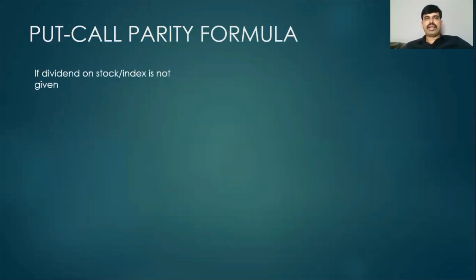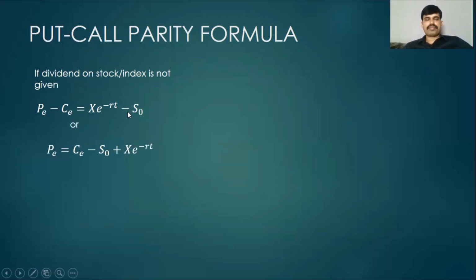So if the dividend on the stock or index is not given, the put-call parity relationship can be given by the formula wherein the difference between the value of the put and the call option is nothing but the discounted value of the exercise price minus the spot price. And if we rearrange this formula, we can find that the value of the put option is nothing but call option minus the spot price plus the discounted value of the exercise price. And thus, this relationship can be used to find out the value of the put option, given that the call option value is given.